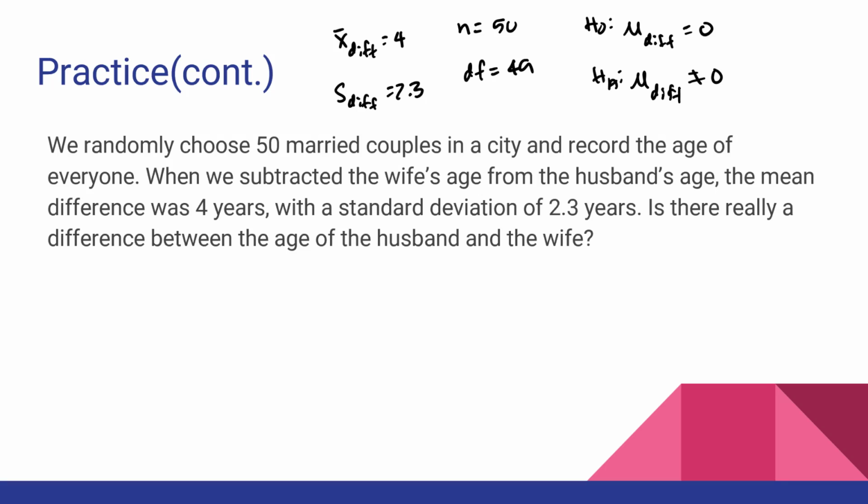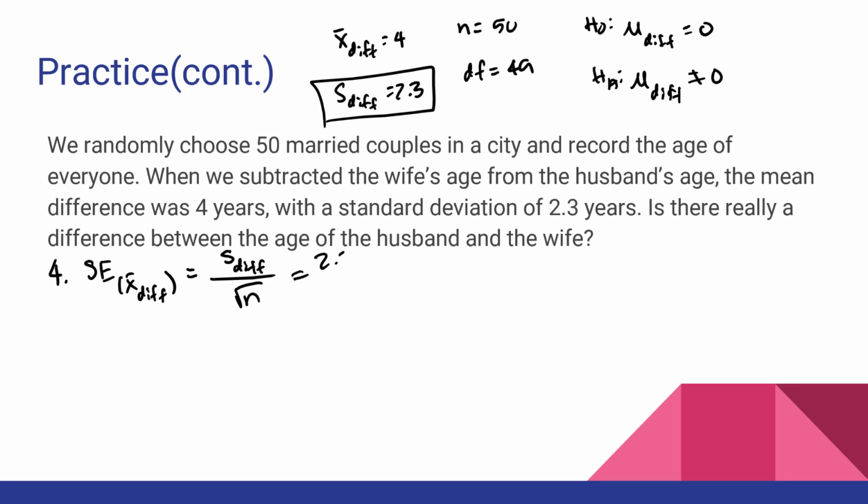So next we need to get our standard error in order to get our t-score. So our standard error of the differences, x bar diff, is equal to our s diff over the square root of n. So our s diff is pretty straightforward. It's up here, 2.3, and then our n is 50. So that would make our standard error 0.325.